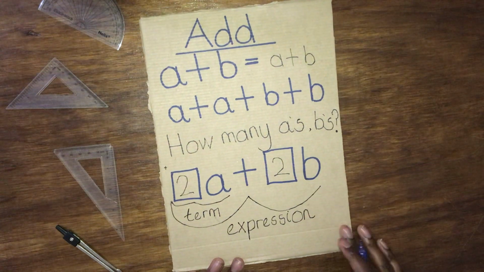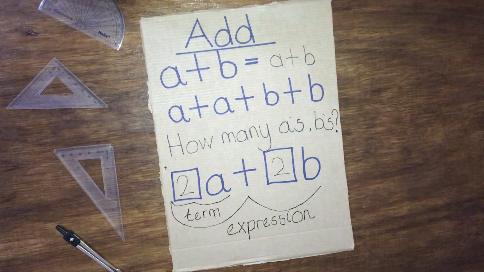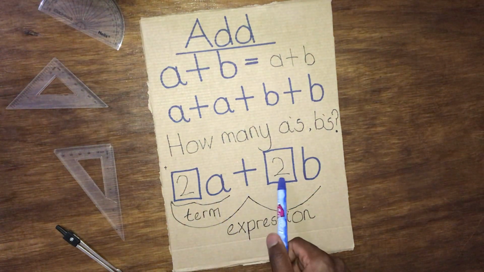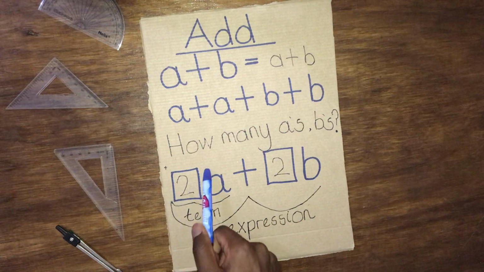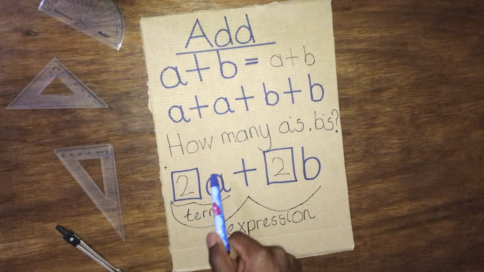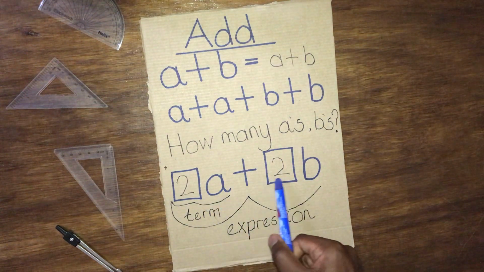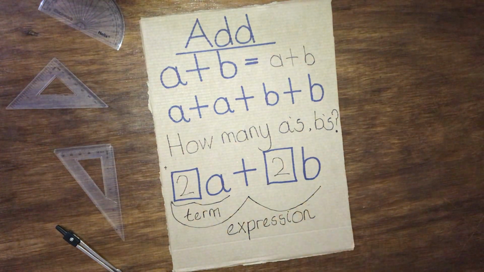Just to go over that again, 2A or 2B, when they stand alone, singularly, are known as terms. Now, when you have 2A plus 2B, as we know, these are not like terms, but together they form an expression.